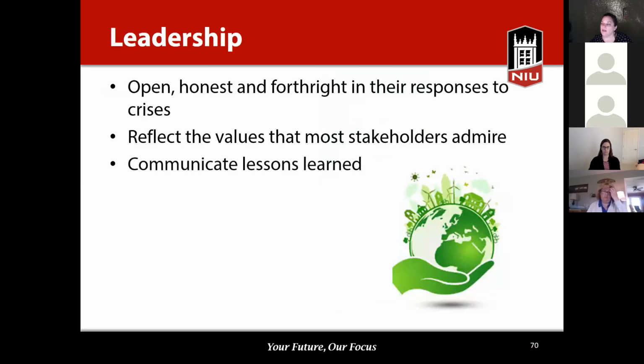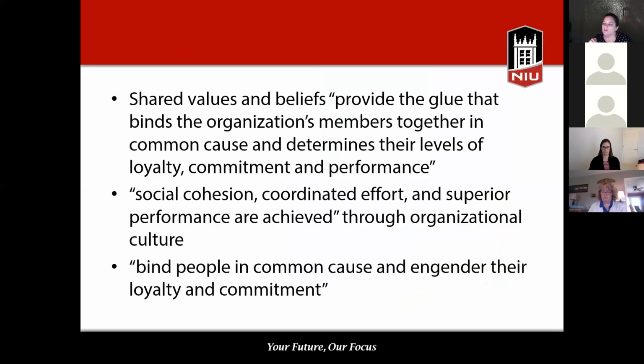So leadership that we've seen really needs to be open, honest, and forthright. Again, reflecting the values. You can see this as a theme of our webinar. And really talk about the lessons you're learning. No one has the playbook for this. We're all getting through this day by day and figuring out the right ways to do things. So you need to be clear of what we've learned, and then be able to pivot and really change how your organization operates. So this notion of shared values and beliefs are really important. Articulating those, having a good commitment to those values, they can really bring your organizations together and really help connect your donors.